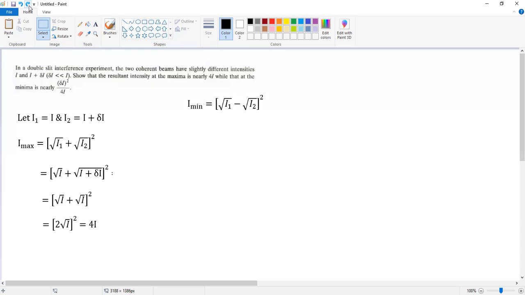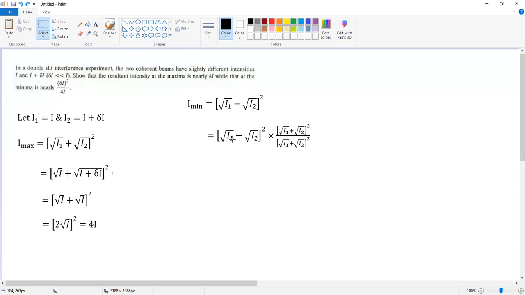For minimum, the expression similar to the maximum is root I1 minus root I2 to the whole square. Again, you try substituting I and I plus delta I. Before that, we already know there's a denominator which is 4I. So keeping that in mind, we're just multiplying the numerator and denominator by root I1 plus root I2 whole square, keeping in mind we need 4I finally in the denominator. We can solve the same steps.